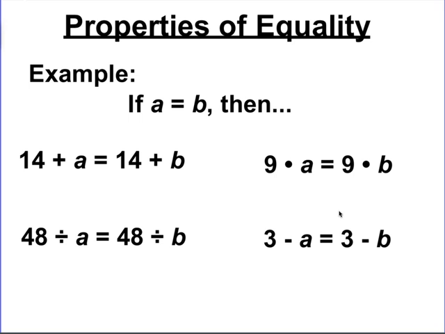We're going to use this concept later in the year when we learn about solving equations, but basically A and B are interchangeable. They're equal. They show equality. So that's really the property. So you can just replace one with another.